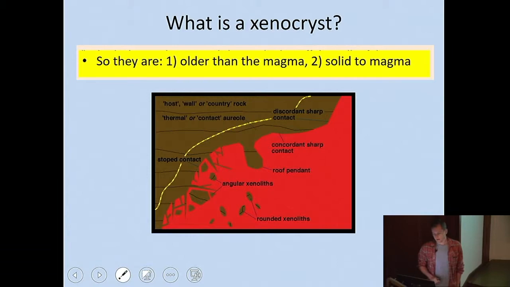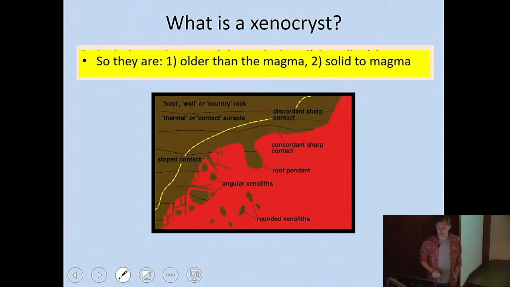We can build two assumptions from this: that xenocrysts are older than the magma, that this wall rock material was pre-existing at the time this magma was emplaced into the crust and started to crystallize, and that we conventionally think of this process as being the transfer of solid material to magma.